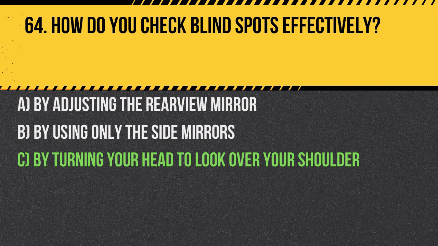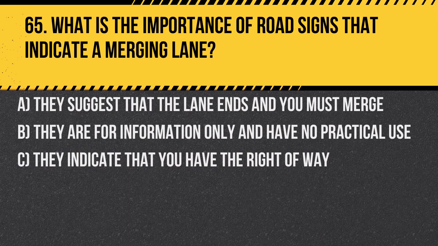Answer: C. By turning your head to look over your shoulder. This is the most effective way to check your blind spots, especially before changing lanes. Question 65. What is the importance of road signs that indicate a merging lane?